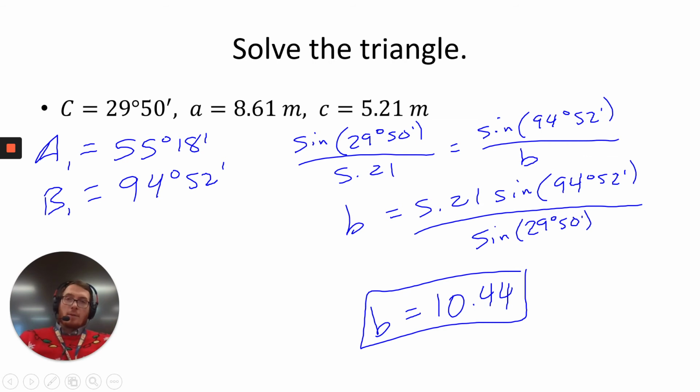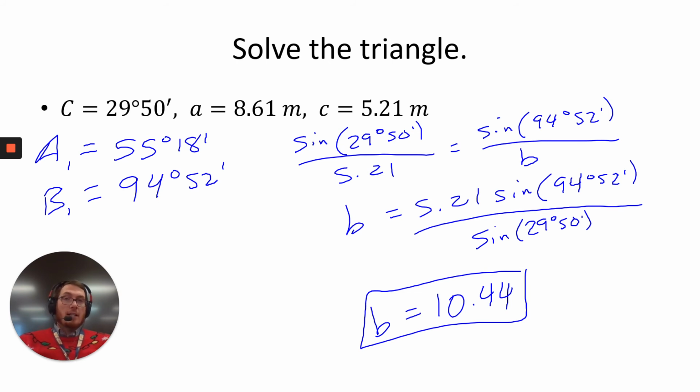I plug into the original information again, so I use angle C and side length C, but now I use angle B and solve for side length B. I cross multiply, divide out. Remember, because you're finding a side length, you don't need to do any inverse feature, because it's not sine of that side length, it's just the side length by itself. Sometimes students start saying, oh, there's no solution because I can't take sine inverse of that. Well, it's a side length and there was no sine in front of it to begin with. And then you get an answer of 10.44.